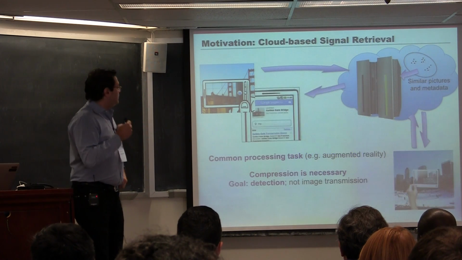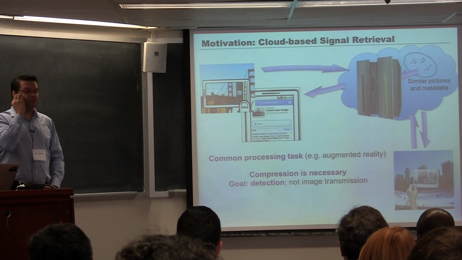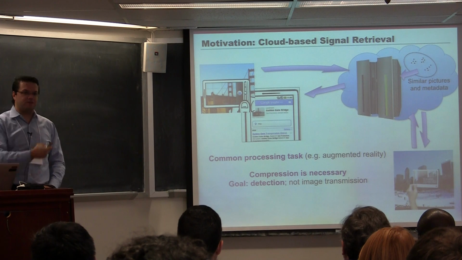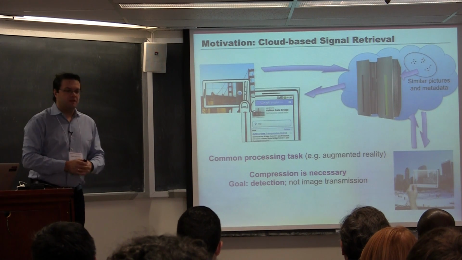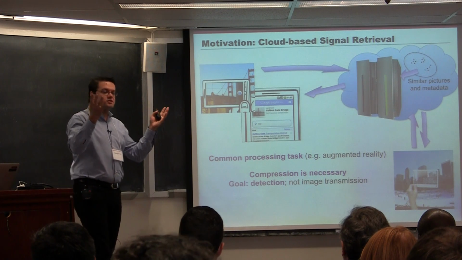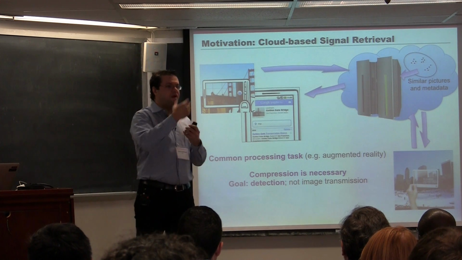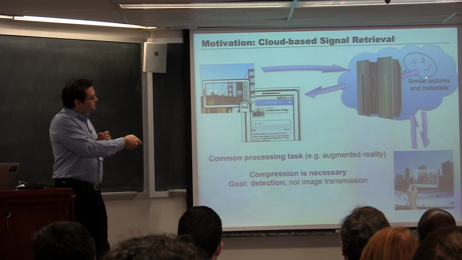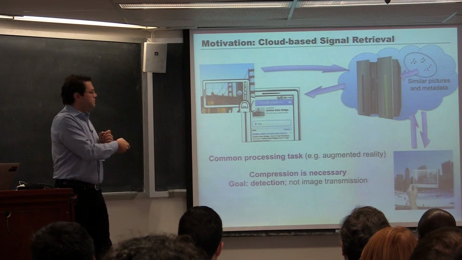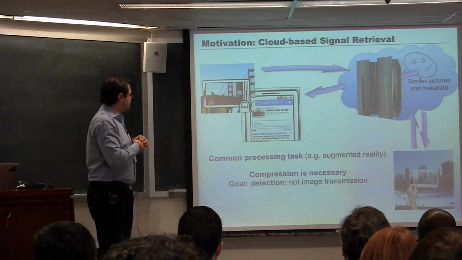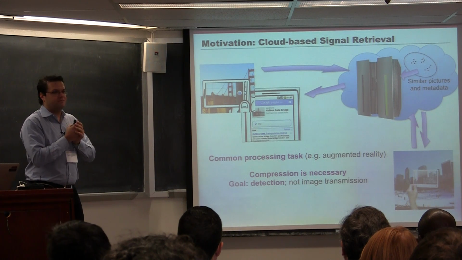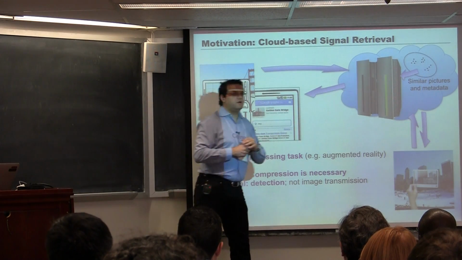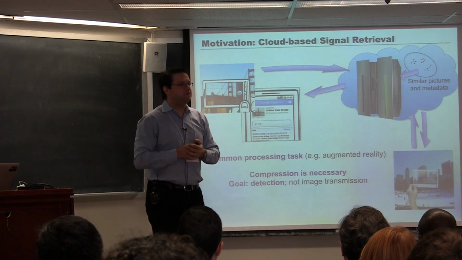To motivate my discussion, I'll give you a cloud-based signal retrieval problem. You have your smartphone, and you take a picture, and then you transmit it to the cloud. The cloud has similar pictures and metadata about those pictures. The goal is to find a picture similar to what you looked at, get some data about that picture, and return back what you're seeing. This is a common problem in augmented reality. Compression is necessary because there's a lot of bandwidth going to the server, but the server doesn't really need to know the whole picture that you transmit.